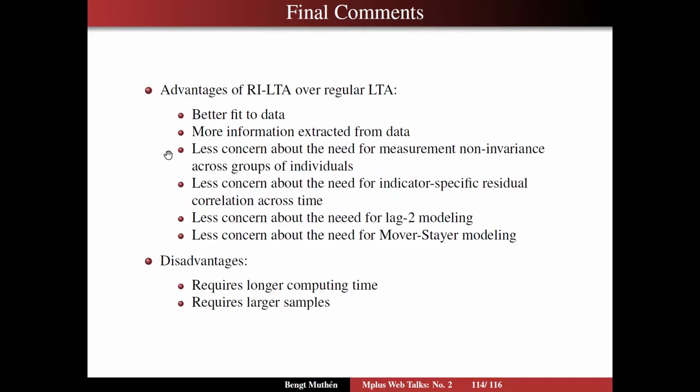And there's less concern about the need for measurement non-invariance across groups of individuals because the random intercept factor picks up that type of non-invariance that is stable across time, like a trait factor. And there's less concern about the need for indicator-specific residual correlation across time because to some extent the random intercept factor picks up constant residual correlation across time.